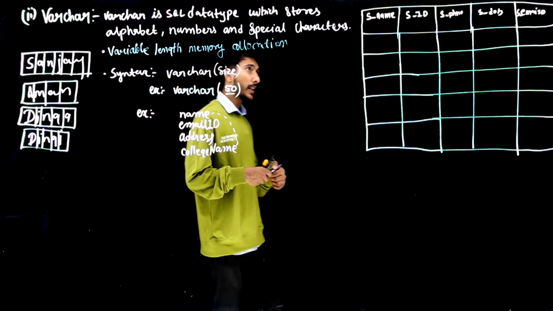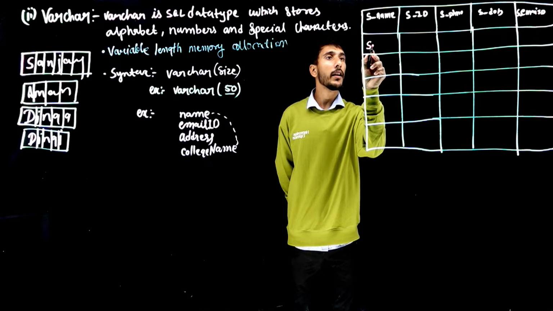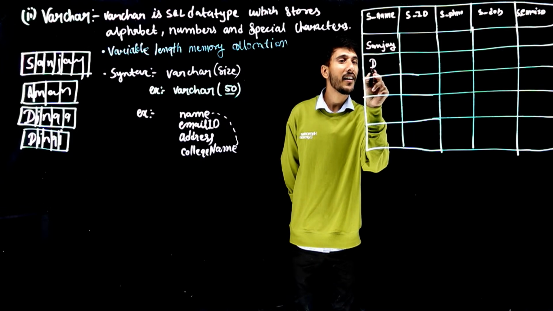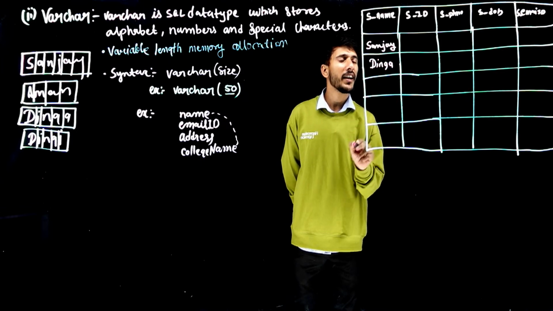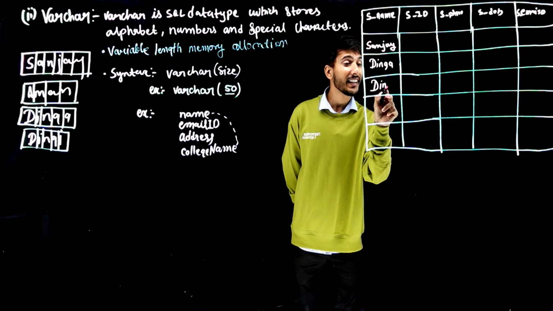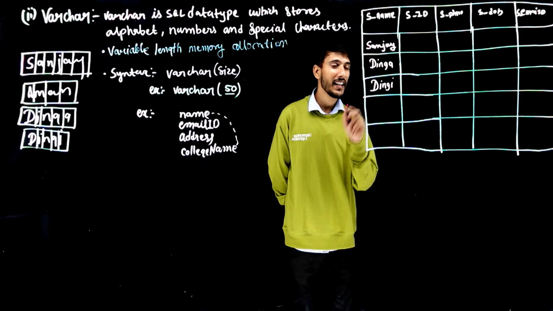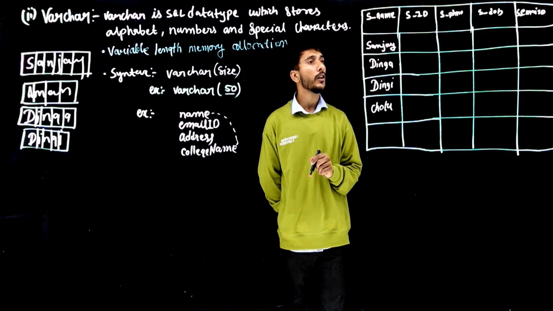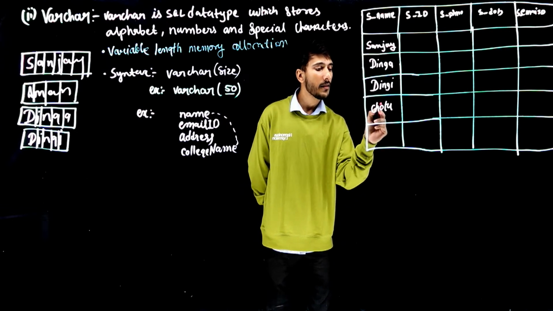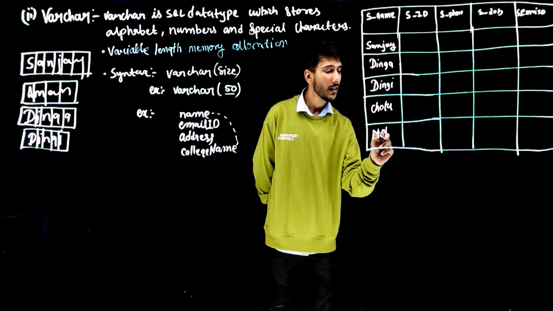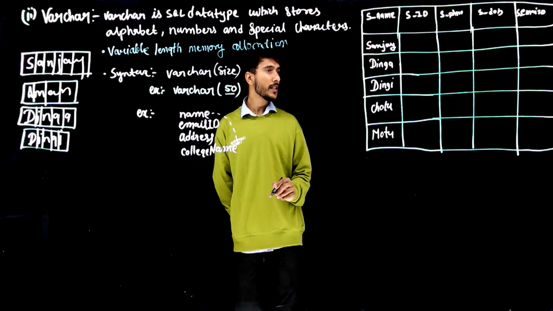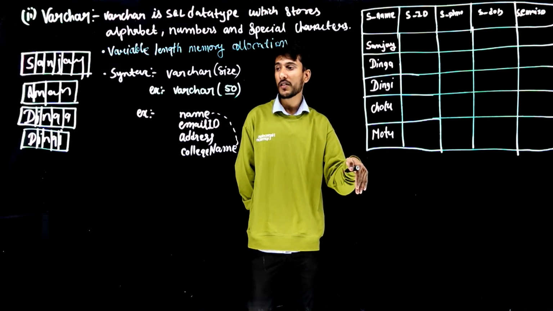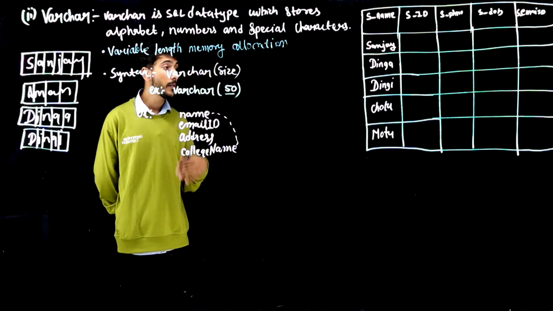Now see the name. If I enter the name Sanjay, what is the size of Sanjay? Sir, 6. I will enter Dinga, our favorite character, and our favorite girl, Dingy. Let's take the example of Chotu, and Motu. You see the size is fluctuating. Here the size is 6, here 5, here also 5, and again here it comes to 4. Even more names can come, sir.